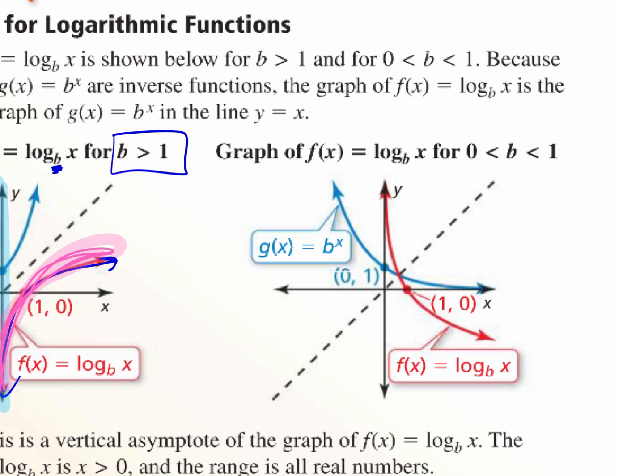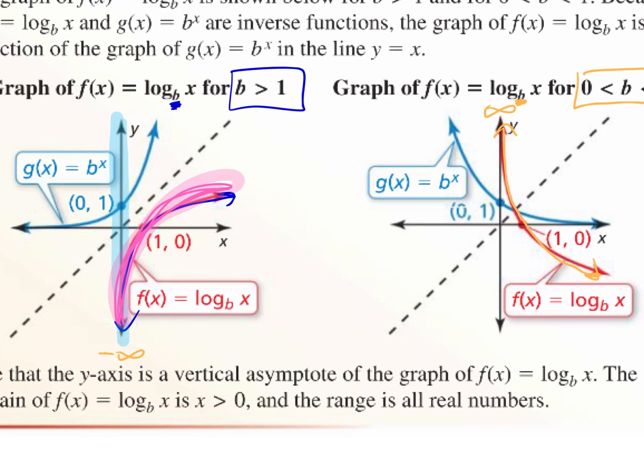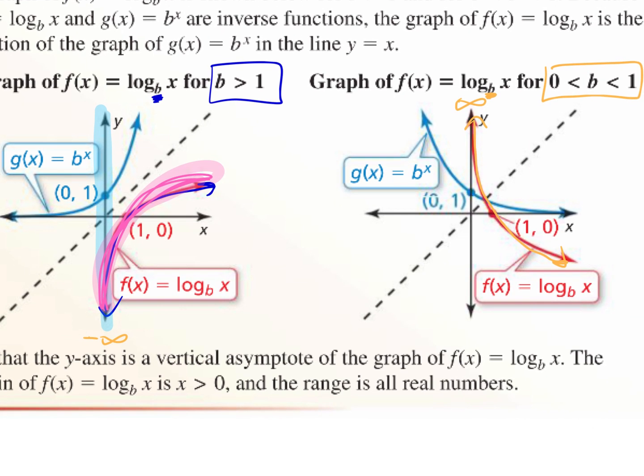Now, if our base, that little tiny b attached to the log, if it's in between 0 and 1, so if it's like a fraction or a decimal, our graph has this shape. Kind of just opens up like that. So as it gets higher to infinity, it gets closer to the y-axis, whereas this one, if it goes down, it gets closer to the y-axis when it goes to negative infinity. So you just have to know these 2 shapes here.